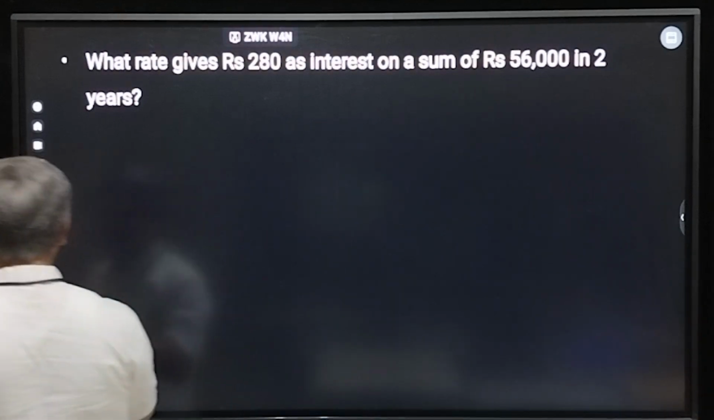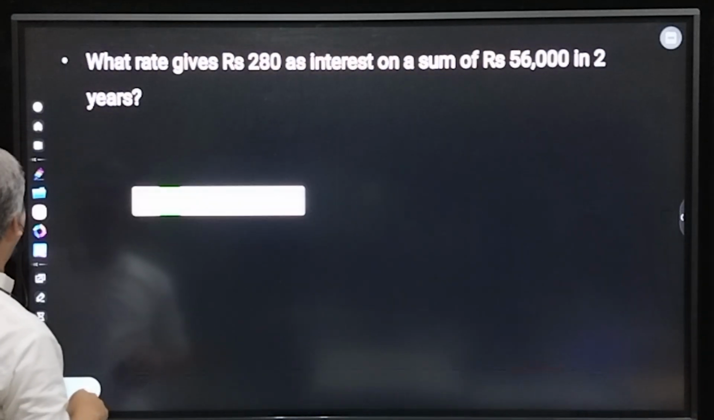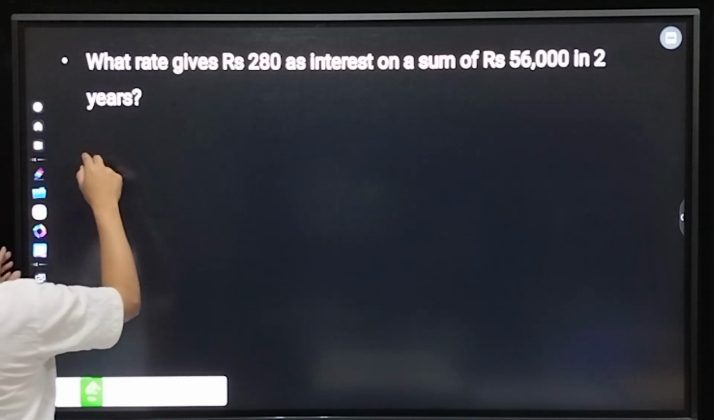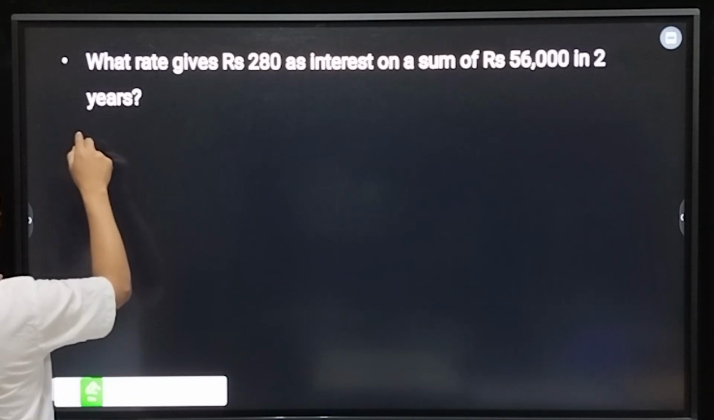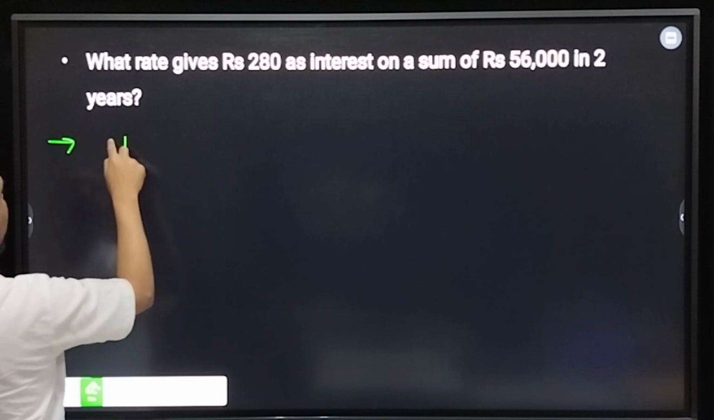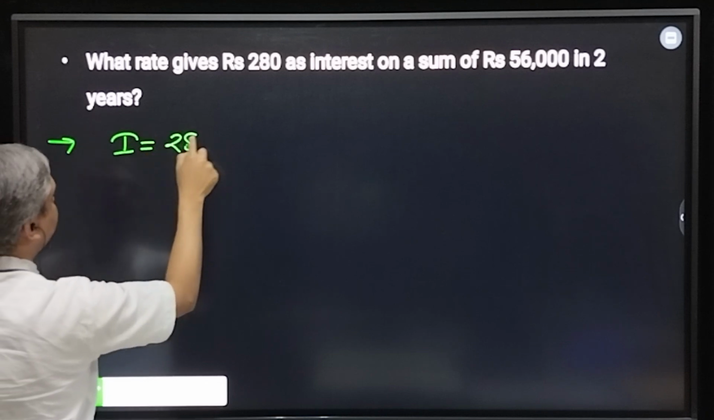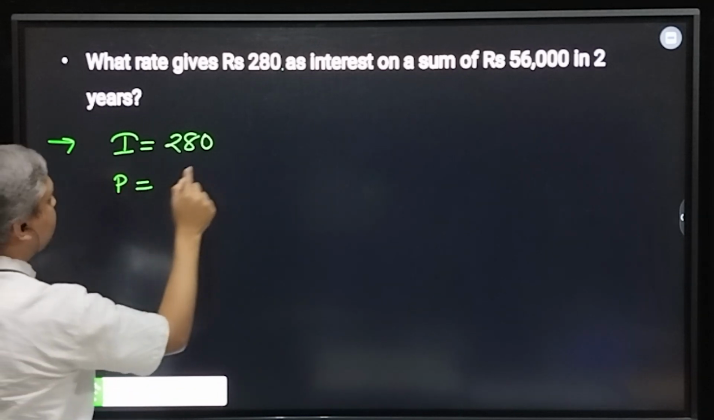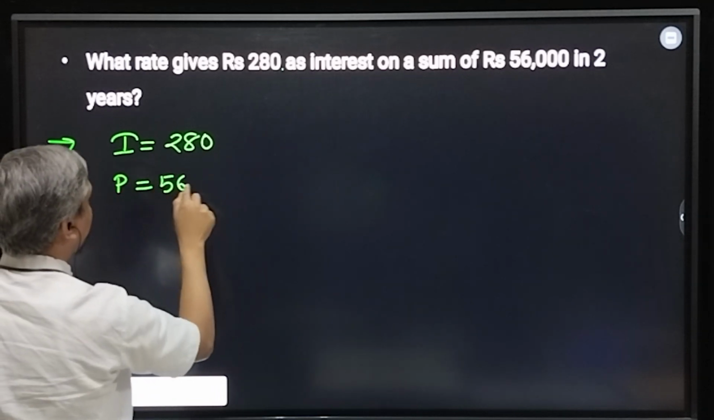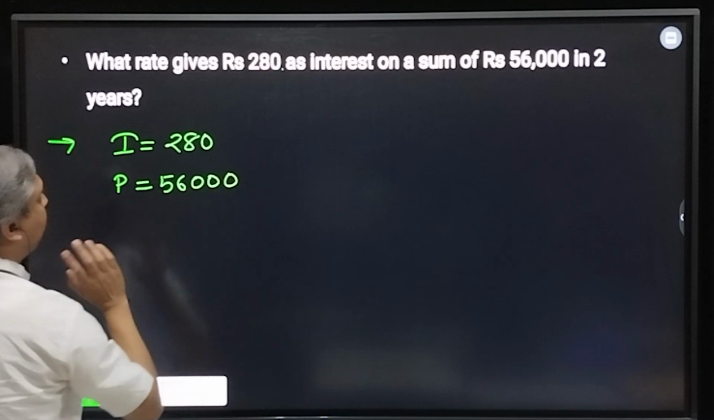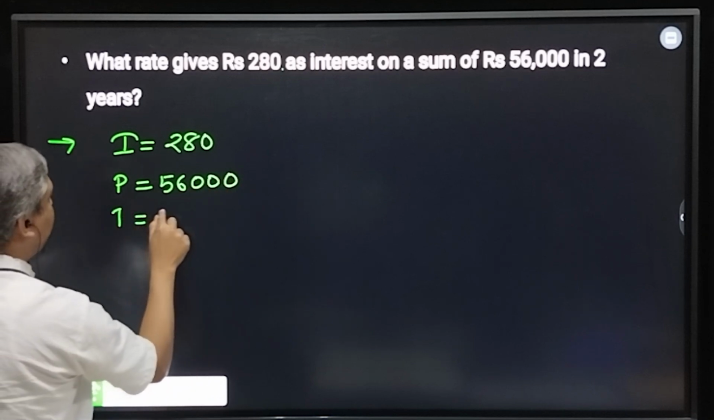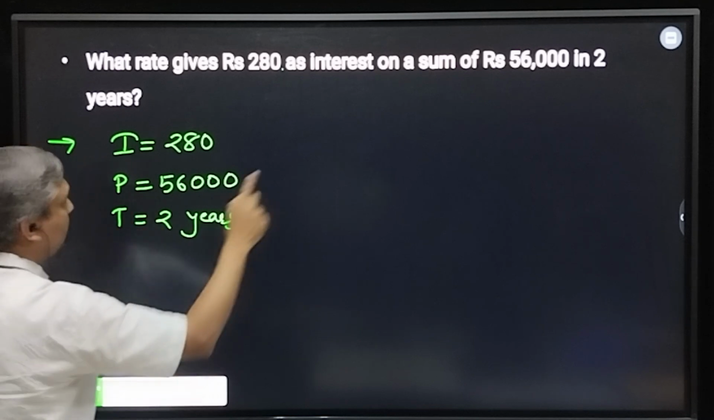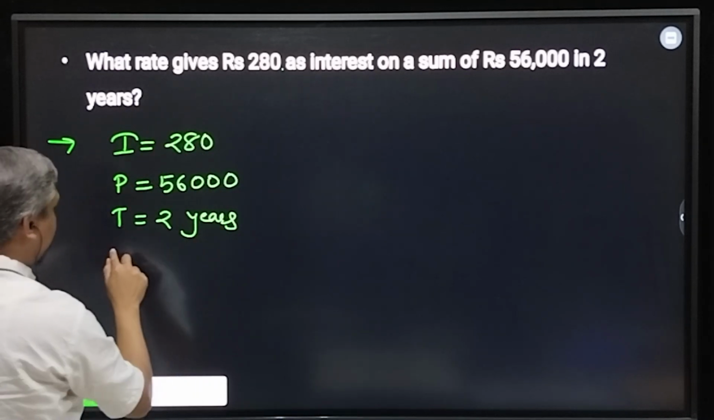Now, if you note this problem, the problem is giving us everything. The problem is giving us the value of interest, I is equal to 280 rupees. The sum, that is principal amount, is 56,000. Time is equal to 2 years is already given. Rate is asked.